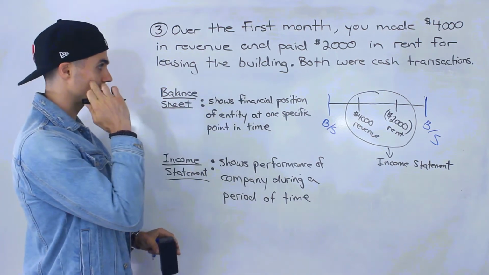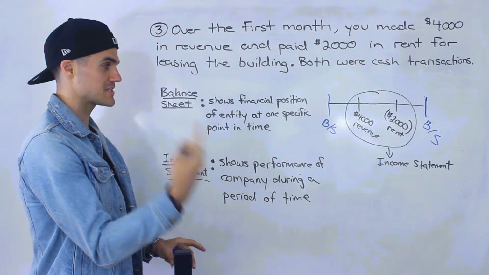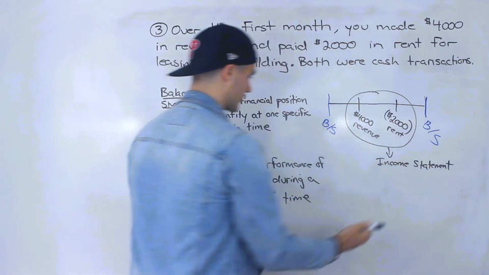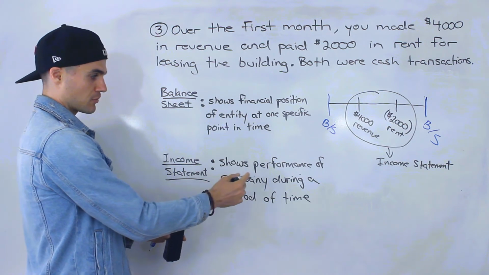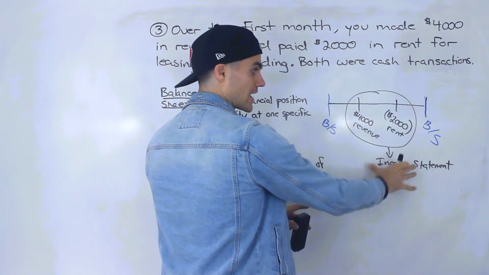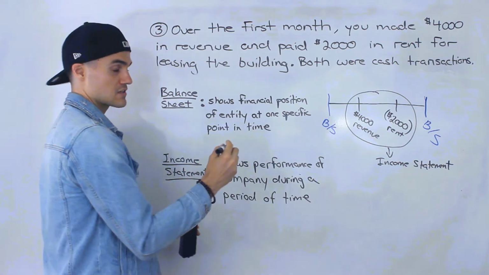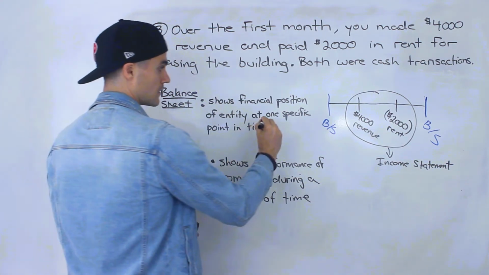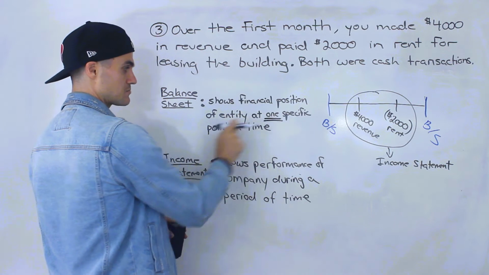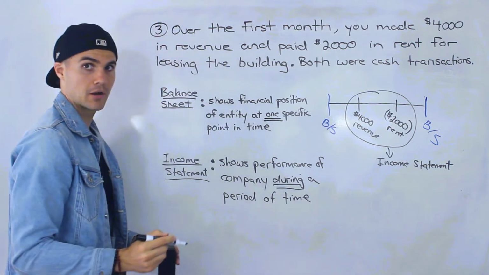So notice the balance sheet shows the financial position of the entity at one specific point in time. So at this point in time, and then this point in time here. While an income statement shows the performance of a company during a period of time. So it groups a bunch of transactions during a period of time. And that is a key difference between these, a very important difference that I'm going to keep coming back to. And so the two words that are important: the balance sheet is one specific point in time, while the income statement is during a period of time.